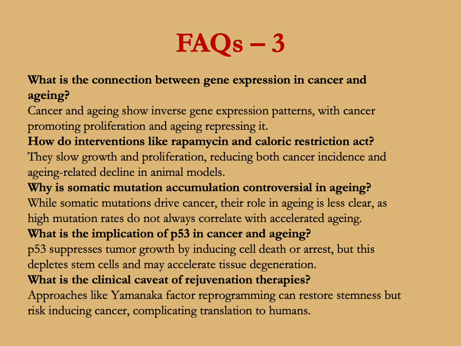Why is somatic mutation accumulation controversial in aging? While somatic mutations drive cancer, their role in aging is less clear, as high mutation rates do not always correlate with accelerated aging. What is the implication of p53 in cancer and aging? p53 suppresses tumor growth by inducing cell death or arrest, but this depletes stem cells and may accelerate tissue degeneration.